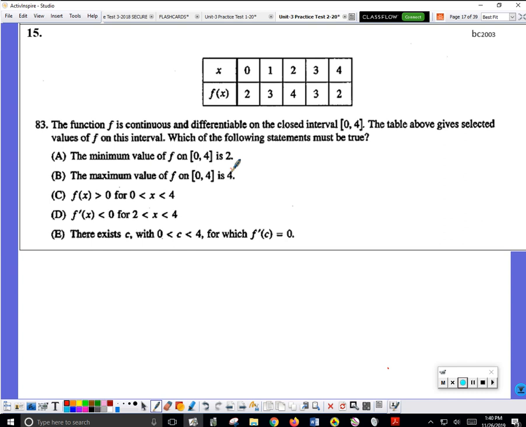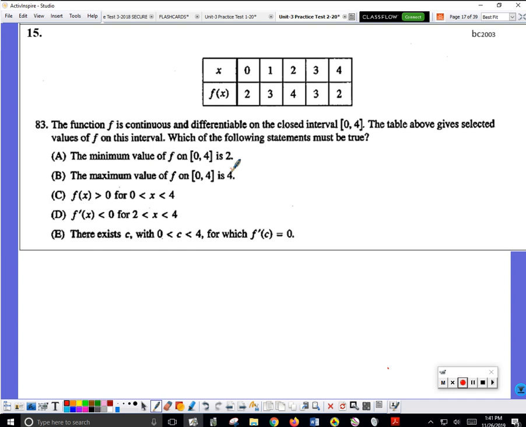So I'd like you to vote. This means must be true. This means could be true. This means definitely false. So show me what you have. This means I don't have a clue.